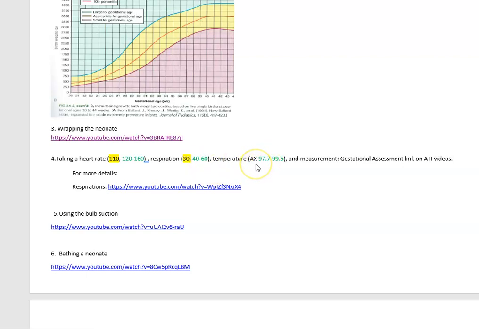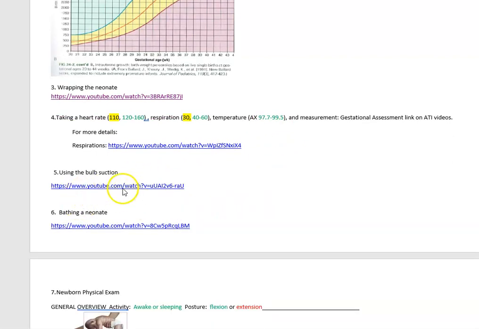Temperature, axillary temperature. If this is a newborn nursery and the baby is not ill, we take an axillary temperature. The normal axillary temperature is 97.7 to 99.5 degrees Fahrenheit. And we make sure that we hold the thermometer vertically under the baby's arm so that we can get good contact with the tip. You will be able to see in the video that it is vertical across the body and not horizontal. That's very important in your measurement of the temperature.